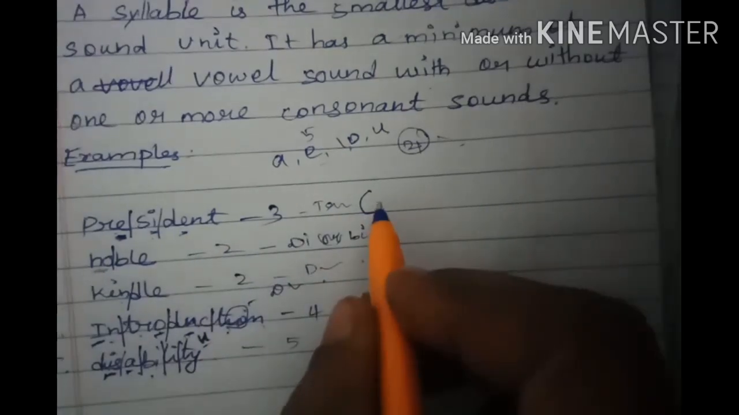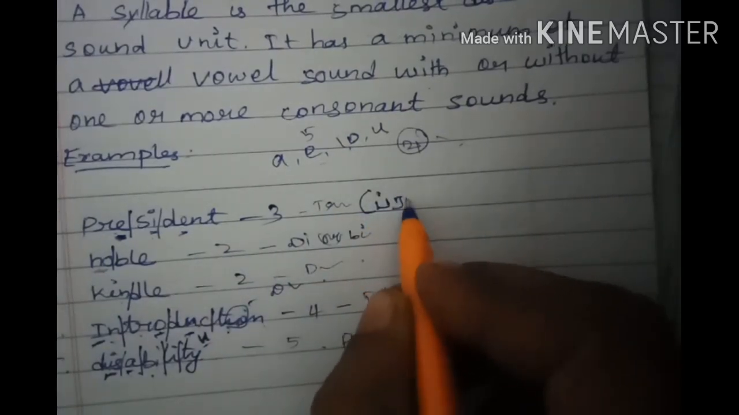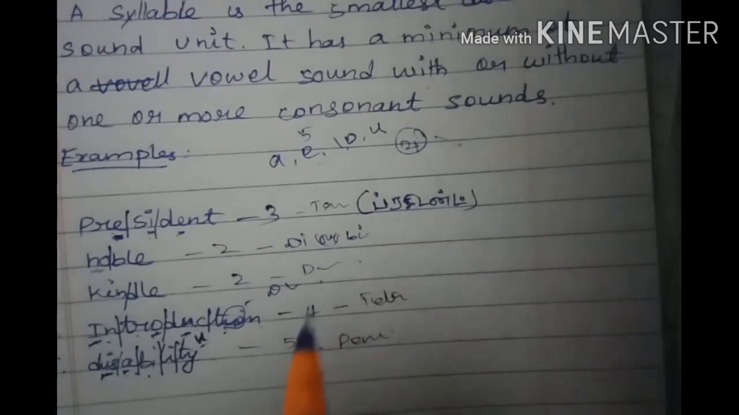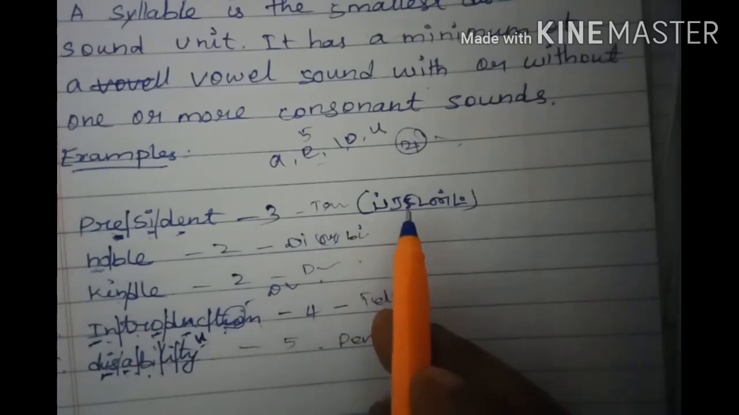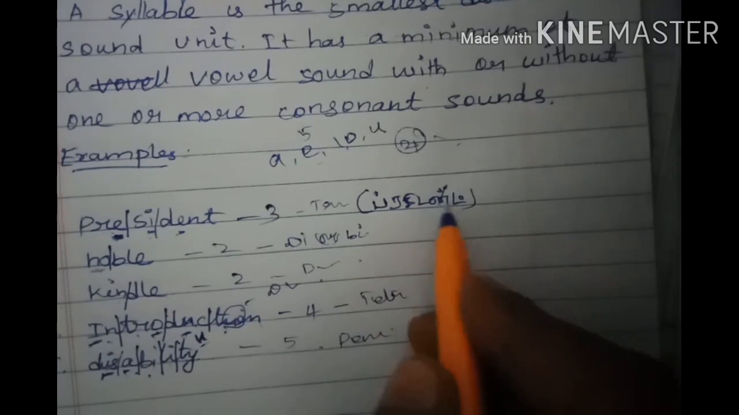Okay, see here how I am going to split it. So president, I am writing the word in Tamil. If this is the correct, I think, in it. So this is called in Tamil ஒற்று எழுத்துக்கள்.